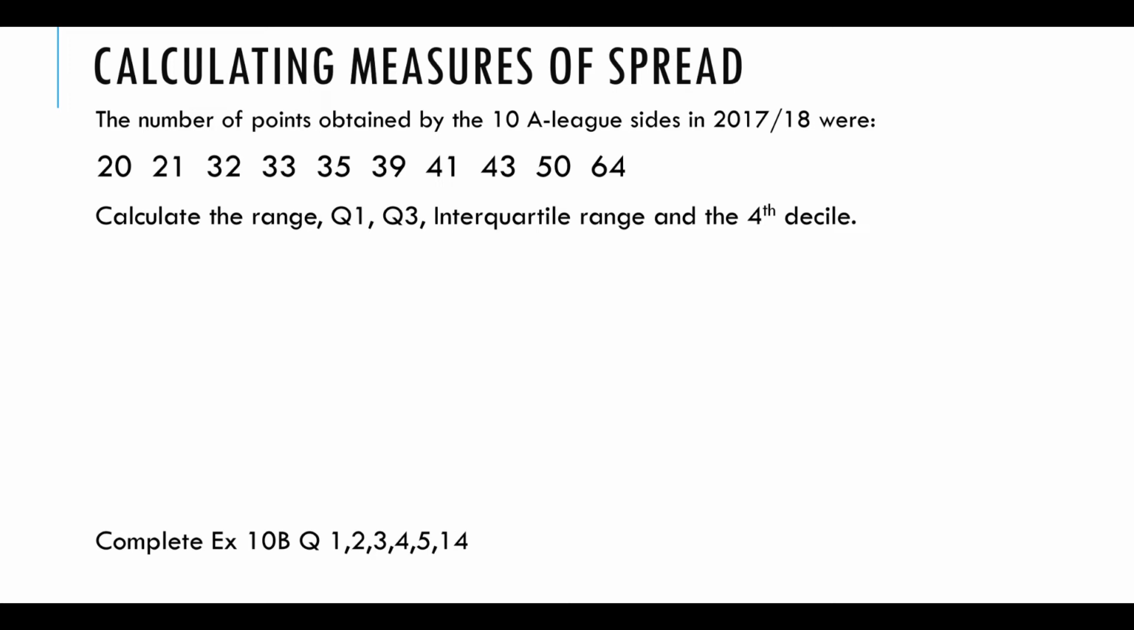Okay, so finally we are going to run some calculations. And what we're going to look at is how we can calculate some of these measures of spread. Not all of them right away. So in order, I have put the number of points that the 10A League soccer sides got in the 2017-2018 season. Lowest was 20, the highest was 64, and we've got some others along the way. So we need to calculate the range, the lower quartile, the upper quartile, the interquartile range, and then finally the fourth decile.